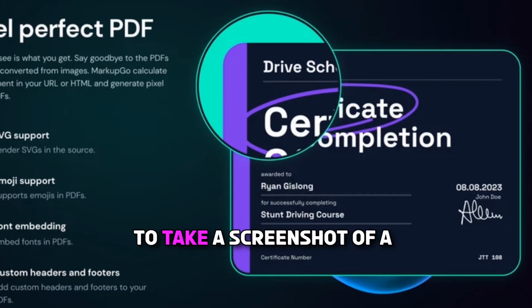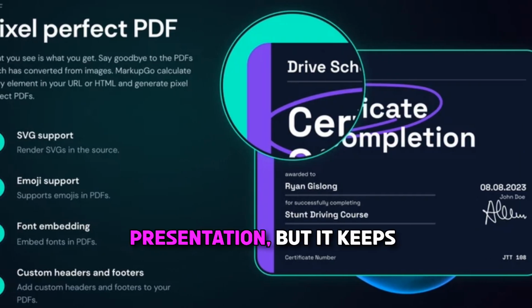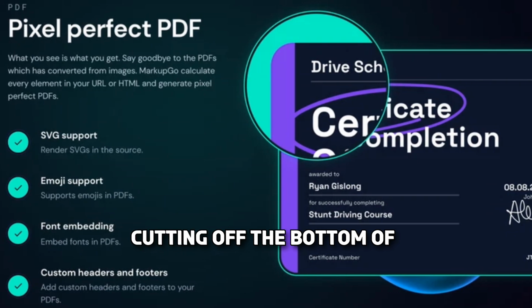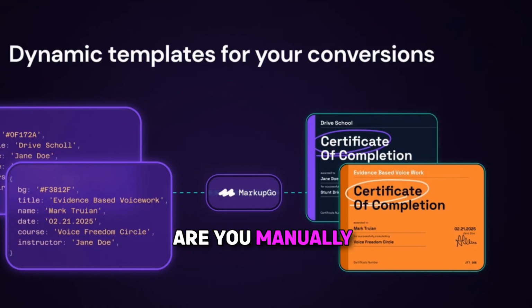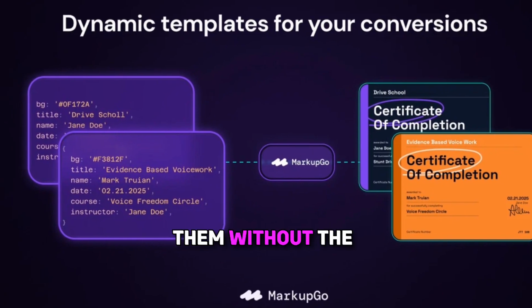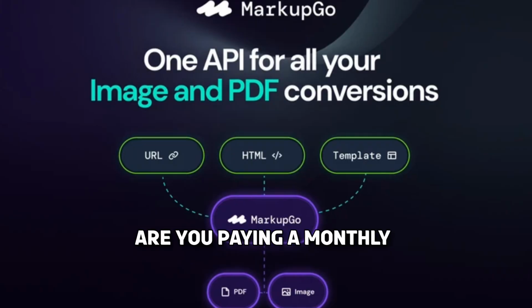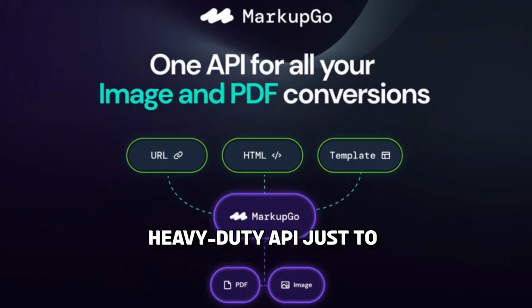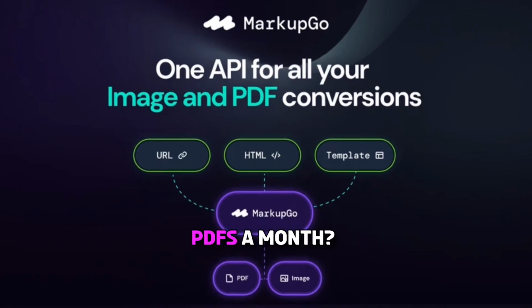Are you currently trying to take a screenshot of a website for a client presentation, but it keeps cutting off the bottom of the page? Are you manually creating invoices in Word because you can't figure out how to automate them without the formatting exploding? Are you paying a monthly subscription for a heavy-duty API just to generate a few simple PDFs a month?